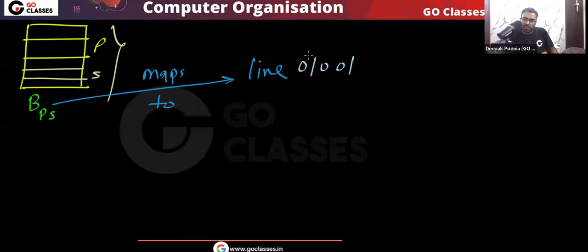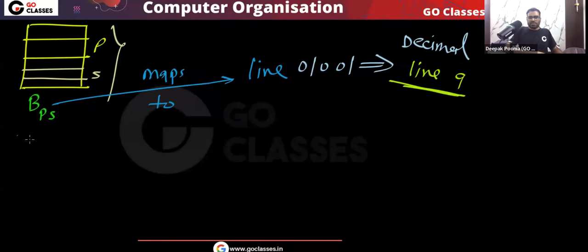Okay, this line 01001 is binary. Of course you can convert it into decimal if you want. It is not required, but if you want, you can convert it. So this is line number 9. The block containing P comma S will map to line number 9.